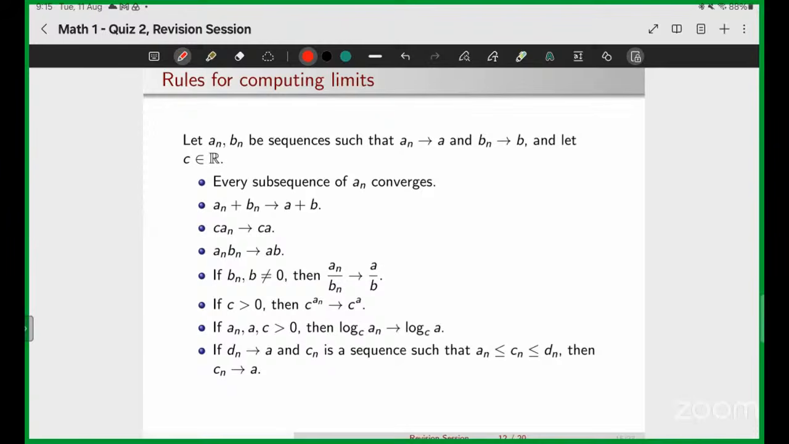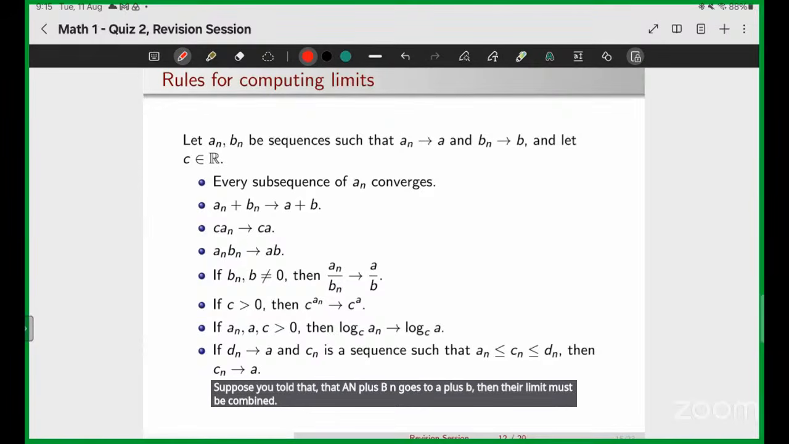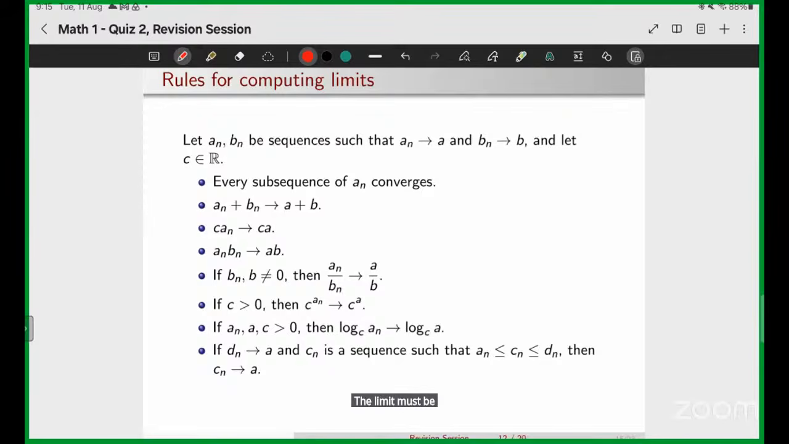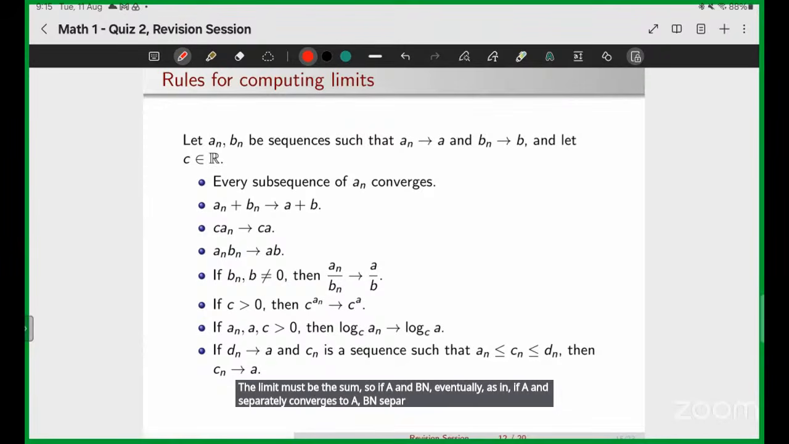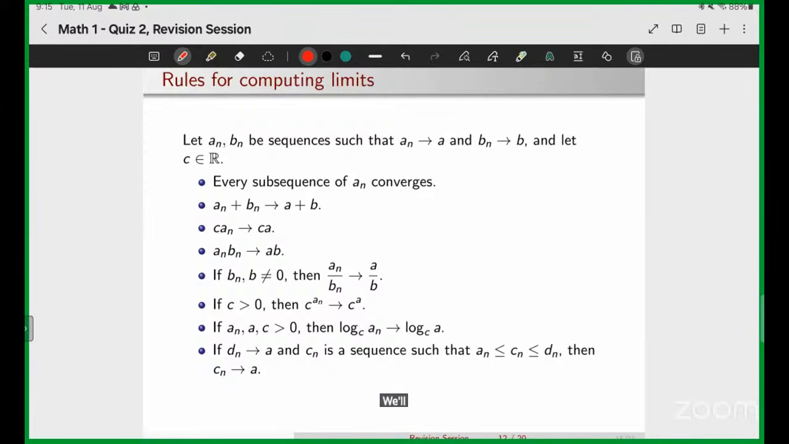What do you mean by limit will be combined? Suppose a_n plus b_n goes to a plus b, then the limit must be the sum. So if a_n separately converges to a, and b_n separately converges to b, then a_n plus b_n will converge to a plus b. Then this rule applies to multiplication also and division also. And scalar multiplication also, but there you don't have two sequences.